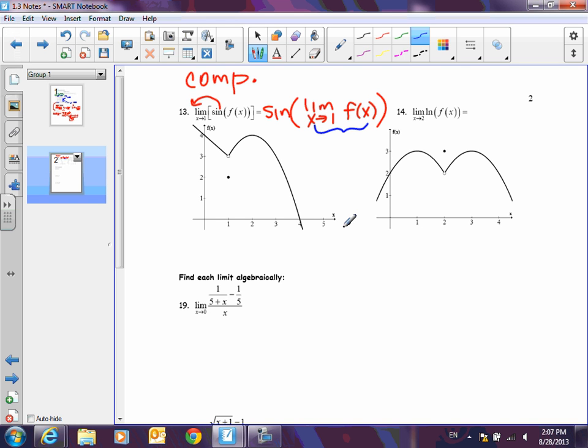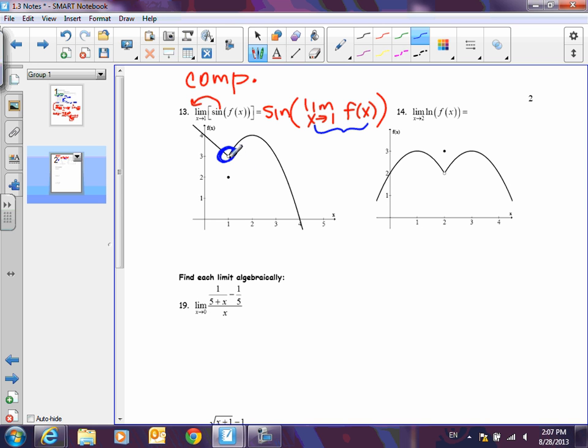So the next thing to do would be to actually find the limit as x approaches 1 of f of x. This is review. This is the stuff that I want you to be getting better at today than you were yesterday. So as x is approaching 1, as x is really, really close to 1, what is y really, really close to? 3. You're right.